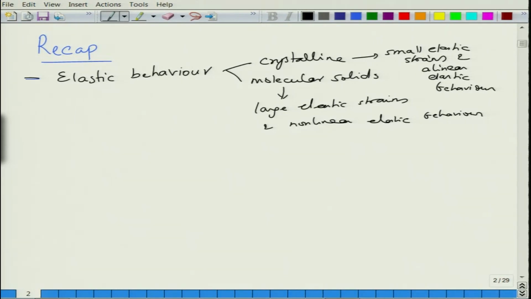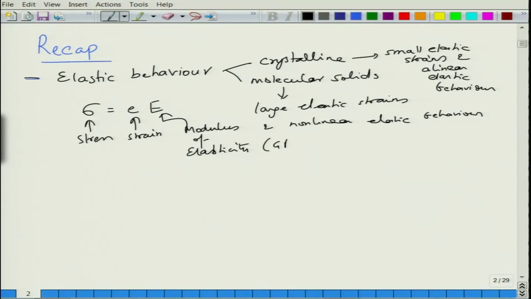Here the elastic behavior in the linear region is represented by the relation sigma is equal to E epsilon. This is the stress. Stress is proportional to strain and the proportionality constant is the modulus, called the modulus of elasticity or Young's modulus, and it has the same unit as stress. If stress is in pascals, this is also in pascals.